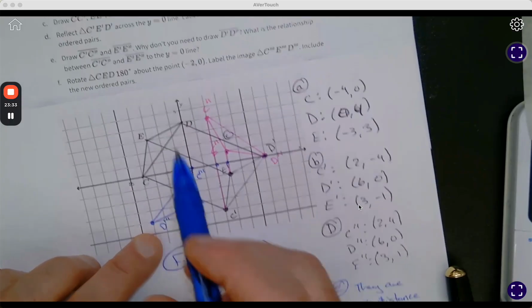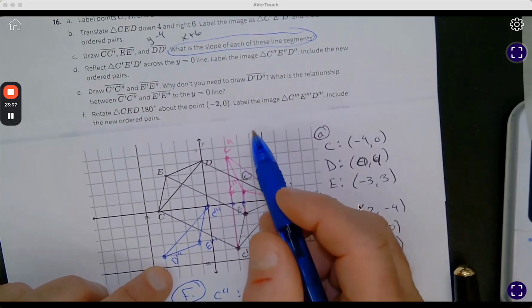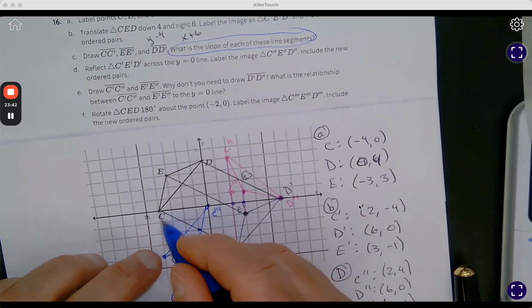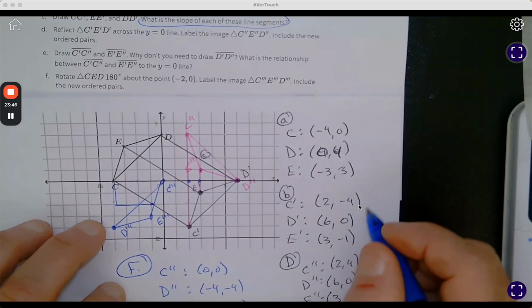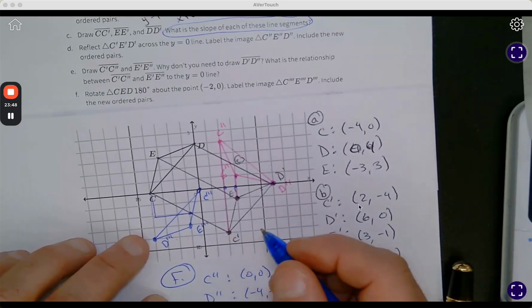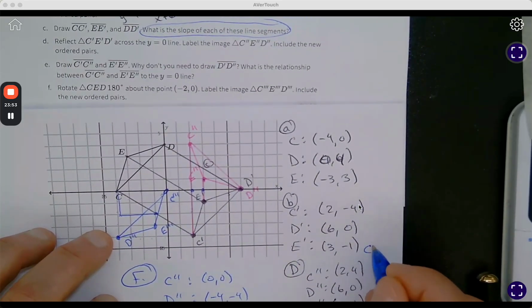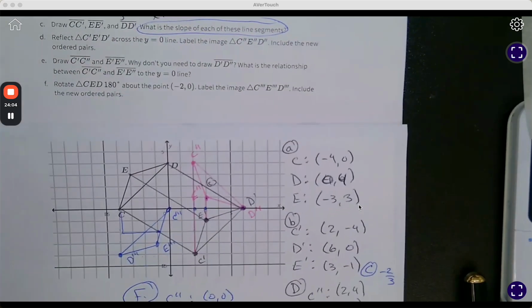Okay, I didn't answer this. What is the slope of the line segments? All right, that's this, rise over run. So down 2 over 3. So the slope in part C is down 2 over 3. I'm going to go right here and do that. And then E, include the new ordered pairs. I think we're good. Yep, we're good.